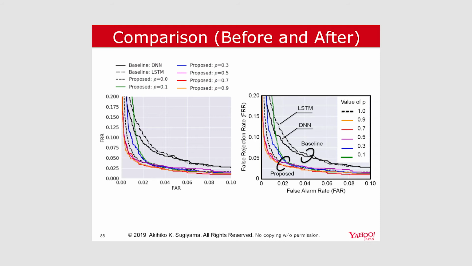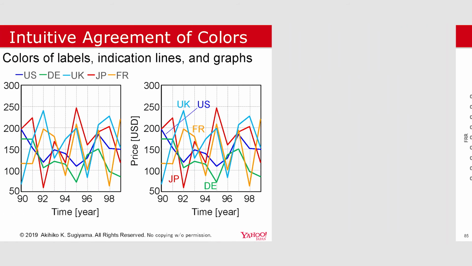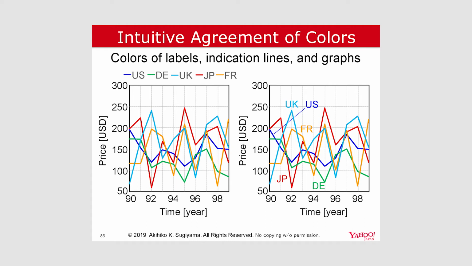Now, there are some other techniques. Intuitive agreement of colors. Okay, so this is a line chart showing some countries like US and Germany, UK, and so on. You can make it more intuitive by showing the country names in the same color as the line. It's more intuitive. It's very important.